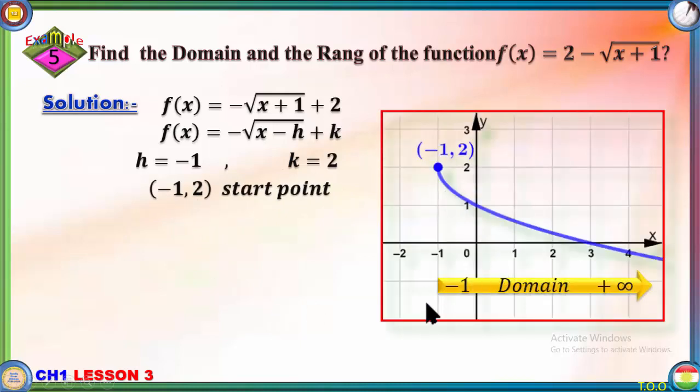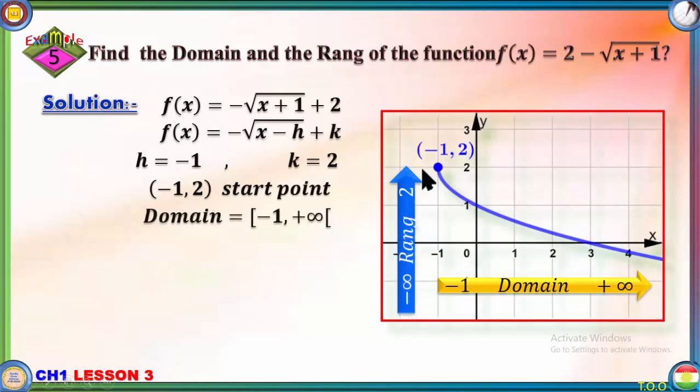As you can see in the graph, the domain starts from h to the positive infinity because the sign of x is positive, and the range begins from negative infinity to k, which is 2, because the sign of the square root is negative.